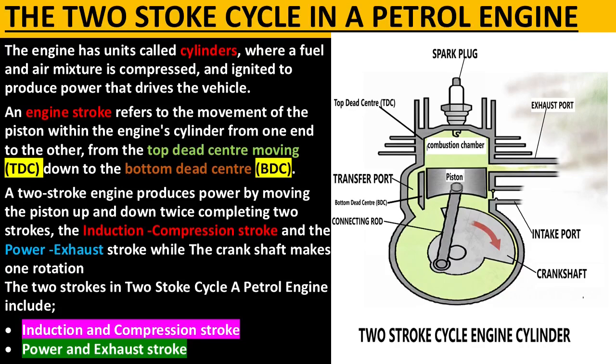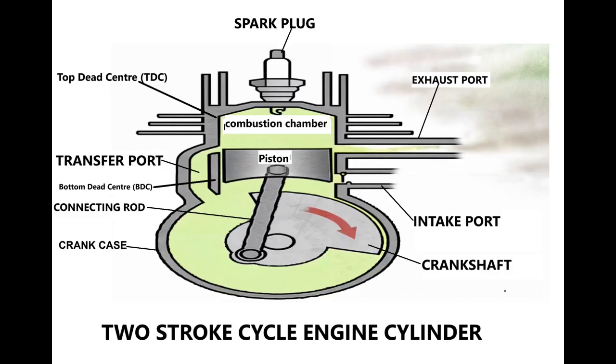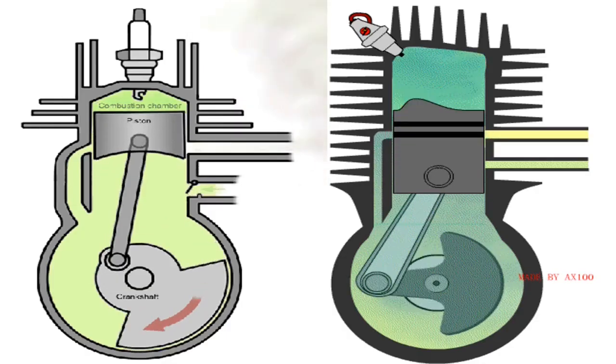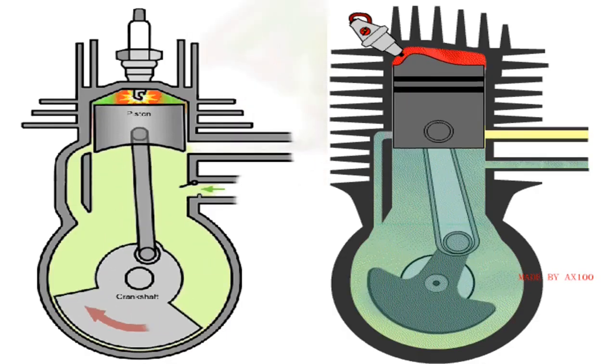The two-stroke cycle in a petrol engine. The engine has small units called cylinders where a mixture of fuel and air is compressed and ignited to produce power that drives the vehicle. An engine stroke refers to the movement of the piston within the engine cylinder from one end to the other, that is, from the top dead center moving to the bottom dead center.